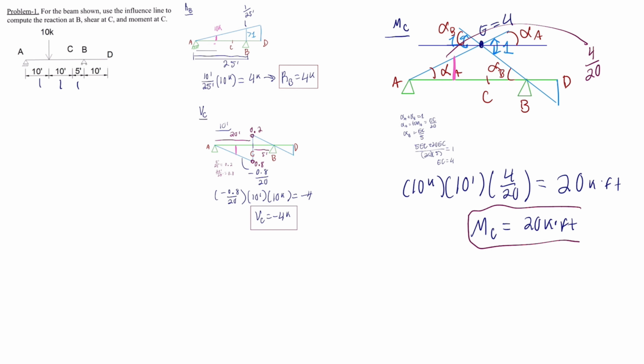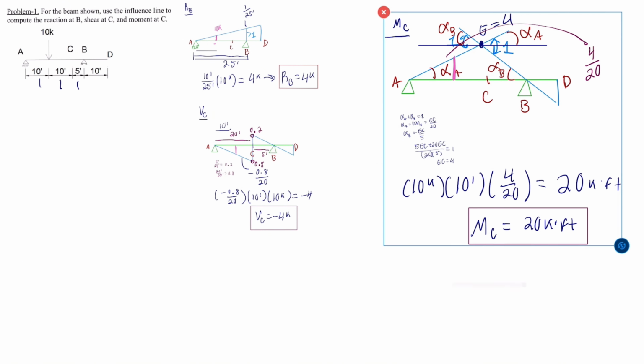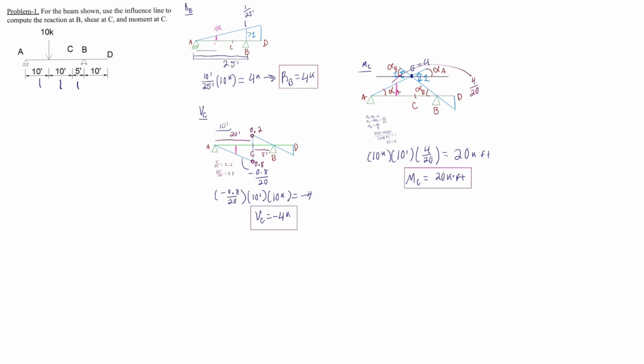And that will be our answer for part C. So that is problem 1 solved. You can also go ahead and check your work for the reaction at B, the shear at C, and the moment at C by doing what you would normally do without using the influence lines. For example, this will be the work for calculating the reaction at B. We get the same thing, which is 4 kips. Now we can go ahead and move on to problem 2.